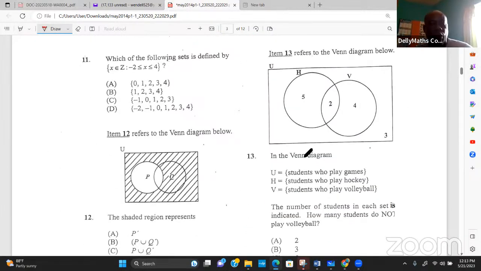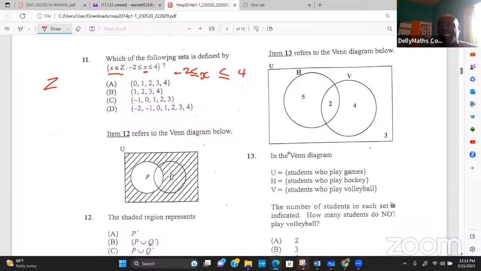All right. So now we're going to question 11. Question 11 says, which of the following set is defined by, and this is just saying that X is an integer. So the symbol for integer is that little Z looking thing. So you read from where the X is. So you're saying X, let me write it, it says X is less than or equal to 4, but that same X is greater than or equal to -2. So which means that you want to come from -2 all the way to 4.